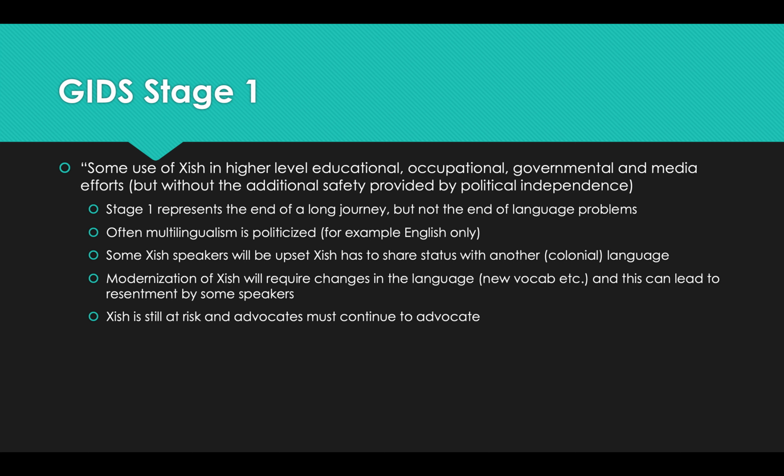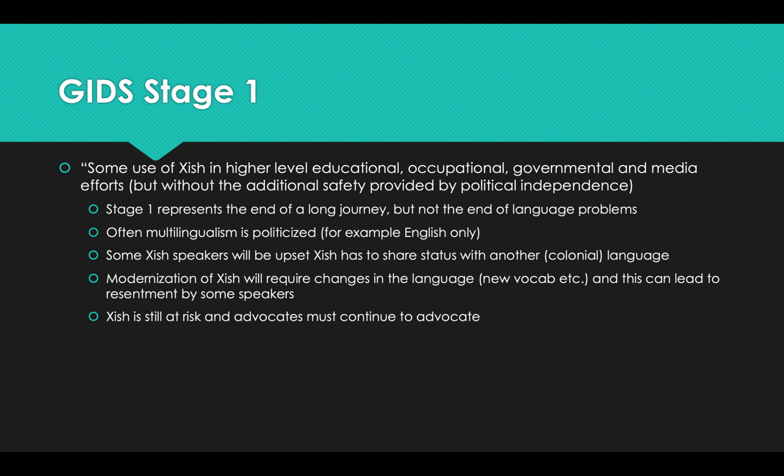Often multilingualism is politicized. We talked about English only. We talked about "if you love your family, speak Catalan," things like that. Some users of the endangered language will be upset that they have to share status with another language, a colonial language. We have fluent speakers at every level. You can go to a school at every level in your language. Our language is represented in the government. Why is this other language still here? Why is it even still here?